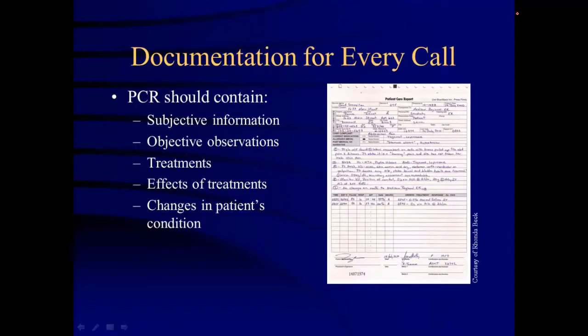So every call you go on, you'll write documentation. Your PCR should contain subjective information, so this is basically your patient's story, everything they tell you that you feel is pertinent. Objective observations, so what have you seen? What did you assess on your patient and what did you find from that assessment? And this is all objective. Treatments, anything that you did for your patient, the effects of those treatments, and any changes in your patient's condition. You can also see right here, there's a space for vital signs. So we'll make sure to document at least 2 sets of vital signs on your patients.